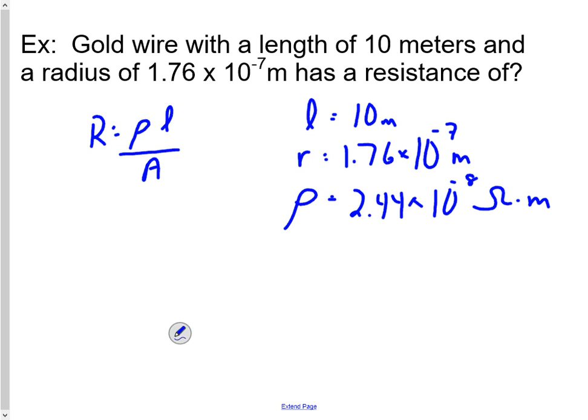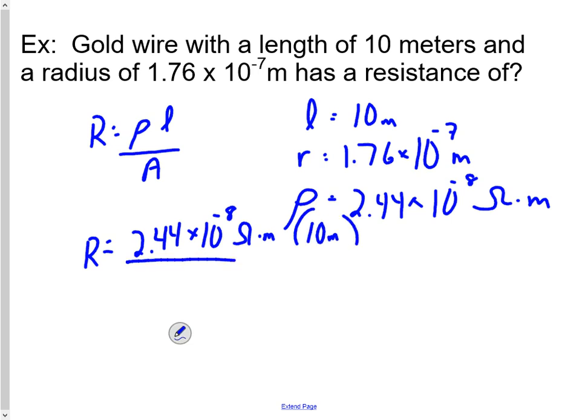And I'm going to start plugging it in. So I got R equals 2.44 times 10 to the minus 8 ohms times meters times the length of it, all divided by the cross-sectional area. Oh no, I don't have cross-sectional area. I have radius. How do I find cross-sectional area if I have radius? You have to remember your old area formula. Area is pi r squared.